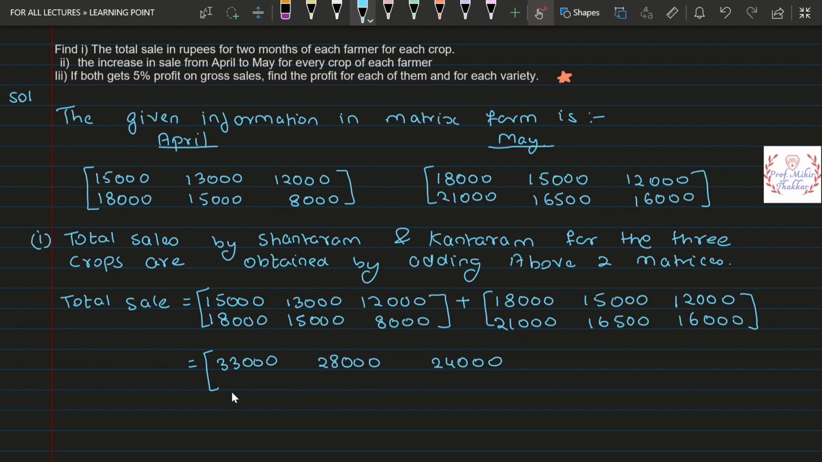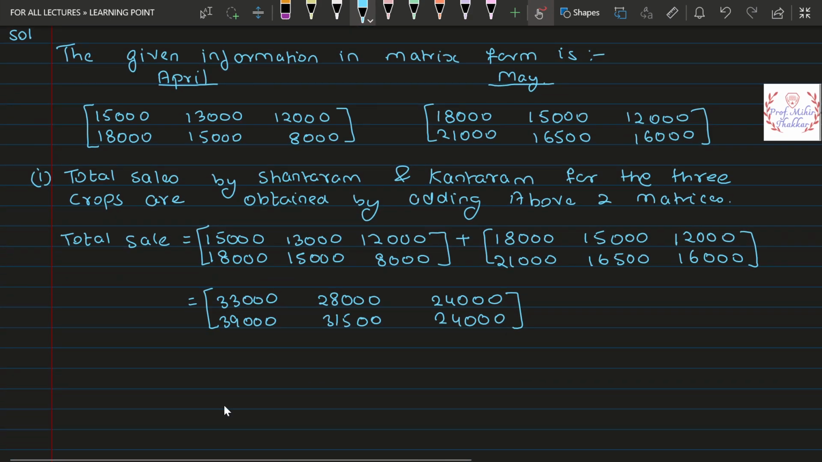18,000 plus 21,000, totally it is 39,000. 15,000 plus 16,500 will be 31,500, and the last, 8,000 plus 16,000, is 24,000. So students, the final answer that we can give is like this.